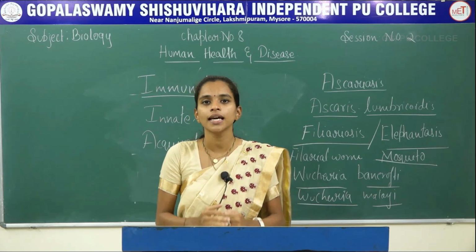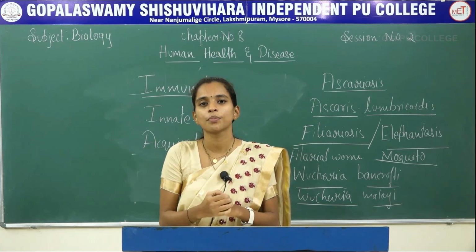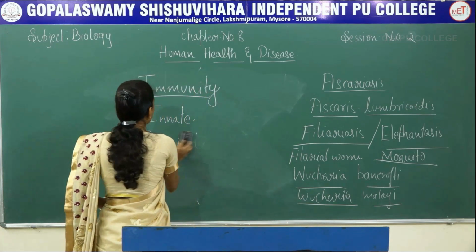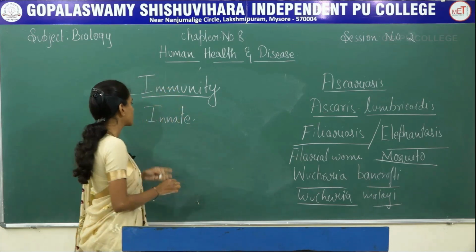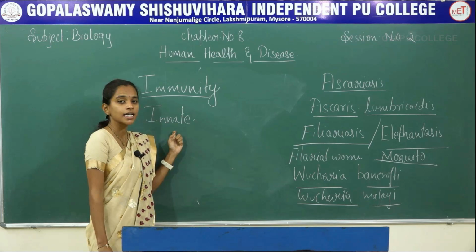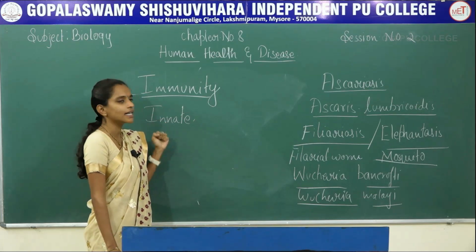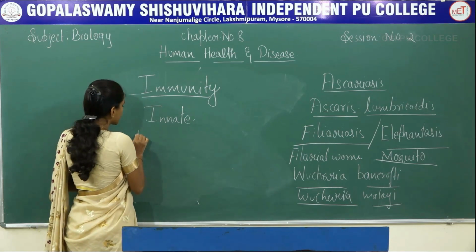Innate immunity has certain forms of barriers which protect our body from different types of pathogens. So we will study the barriers which protect us from pathogens. Innate immunity means the immunity which is inherited by birth. These contain certain forms of barriers.